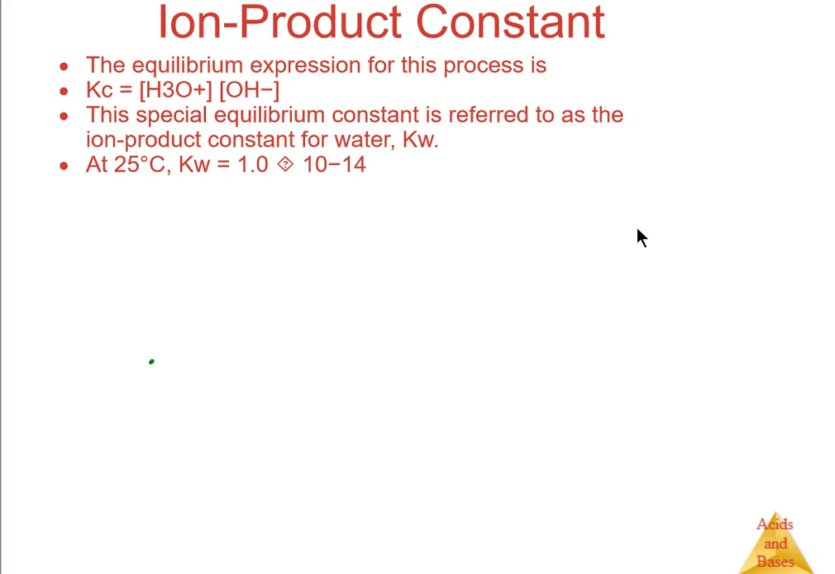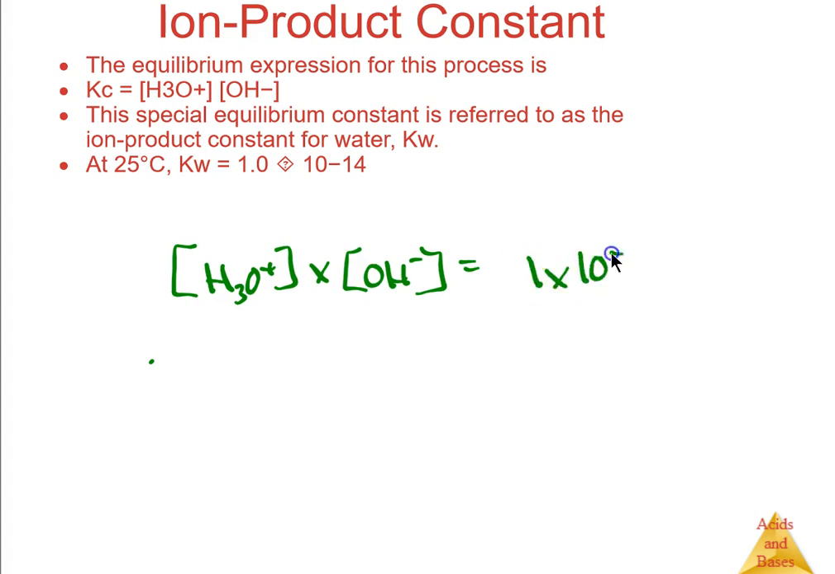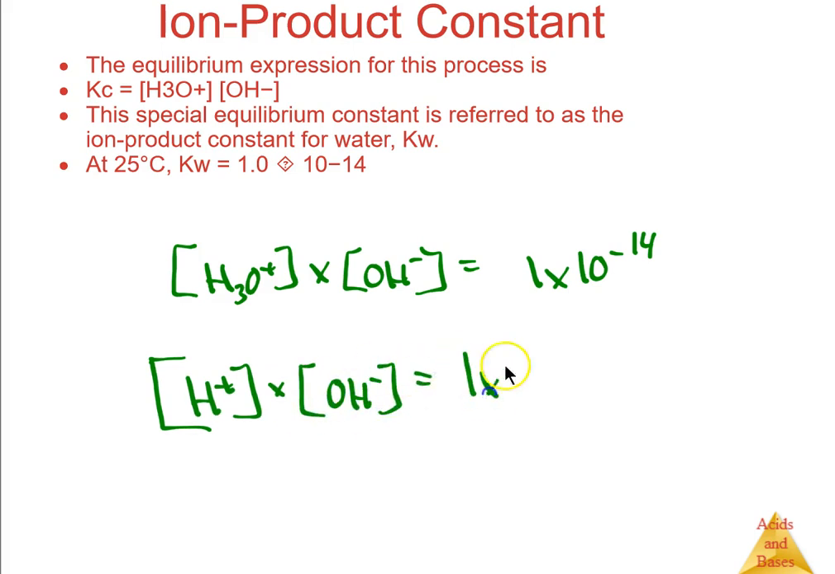This special equilibrium constant is referred to as the ion product constant for water, and at 25 degrees Celsius Kw always is 1 times 10 to the negative 14. So H3O concentration times OH minus concentration always equals 1 times 10 to the negative 14. Another way to write it, H plus concentration times OH minus concentration always equals 1 times 10 to the negative 14.